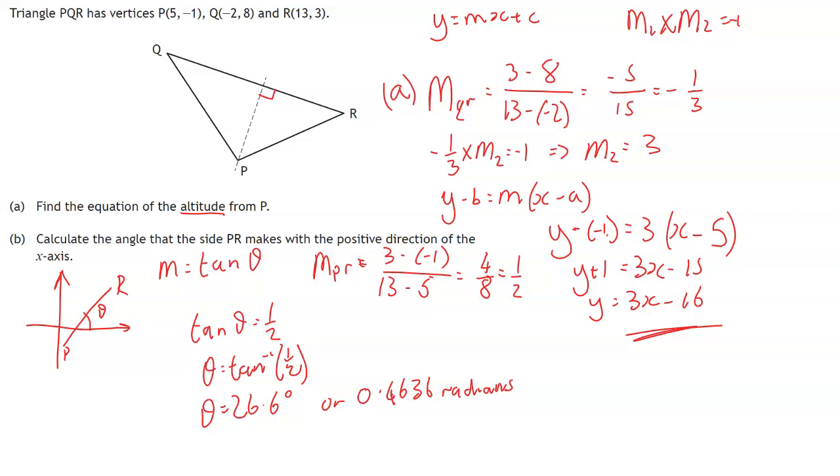This question here, part A is worth 3, part B is worth 2 marks. So for part A, you get 1 mark for finding your first gradient, 2nd mark for using the property of perpendicular gradients to get the second, and then your 3rd mark is for getting the final equation of a line. For part B, you get 1 mark for finding out that the gradient of PR is equal to 1/2, and then your 2nd mark comes in from using the m equals tan theta to get a solution of 26.6 or the 0.4636 radians. For those questions, that's typically a distribution of the marks.